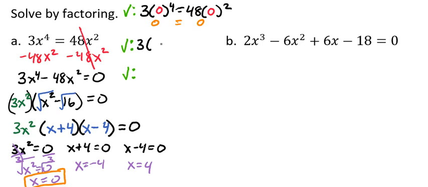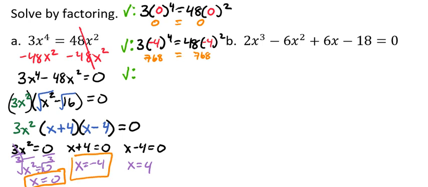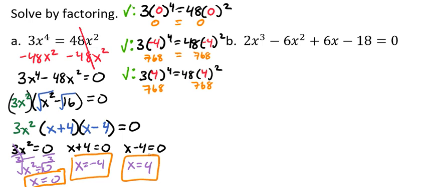Then we're going to plug in our next answer, which was negative 4. So we'll plug in negative 4. And we're going to get a 768 and a 768. We see that those are equal. So x equals negative 4 is a solution. Then we're going to plug in our last answer of 4. And that's going to give us 768 and 768. And so we see that is also a solution.